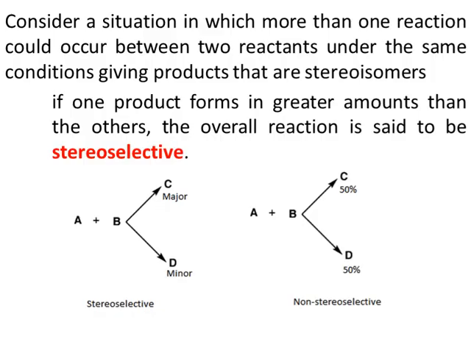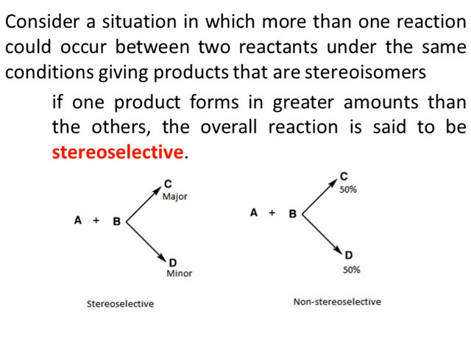So just to elaborate this concept, let's consider a situation in which more than one reaction can occur between two reactants under the same condition. For example, this is the reactant A and this is another reactant B. When these reactants react, they can form more than one product. They can form C and they can form D. The mechanism of formation of C is different from the mechanism of formation of D, because they might involve different reaction intermediates during the process.